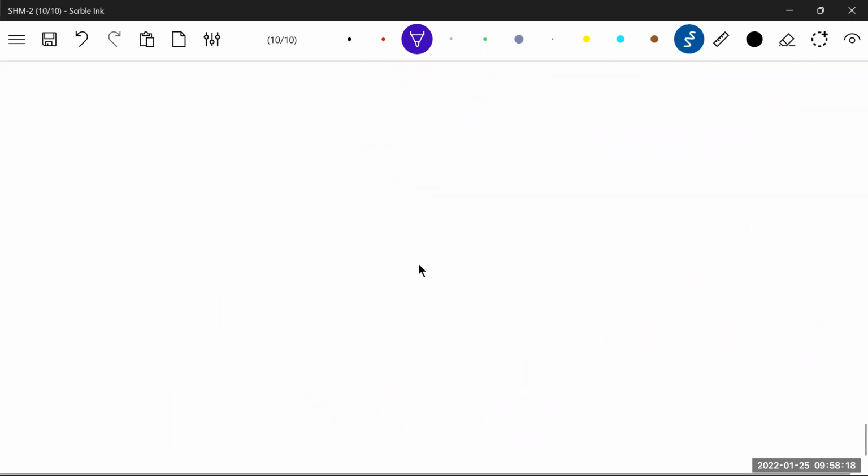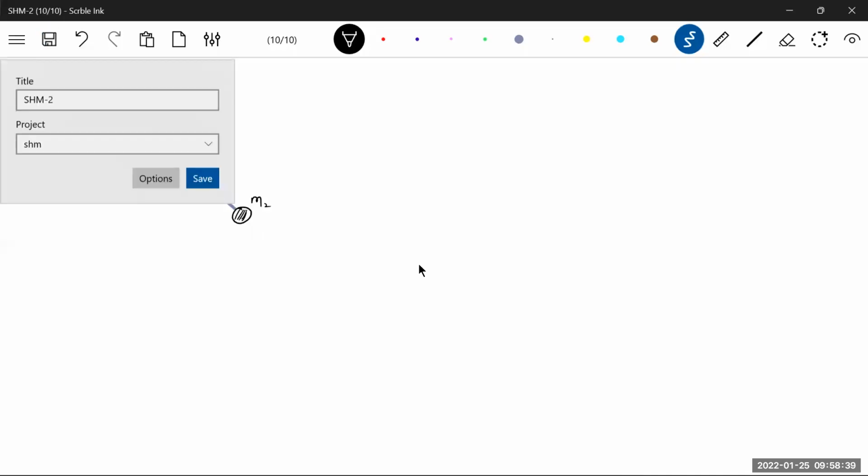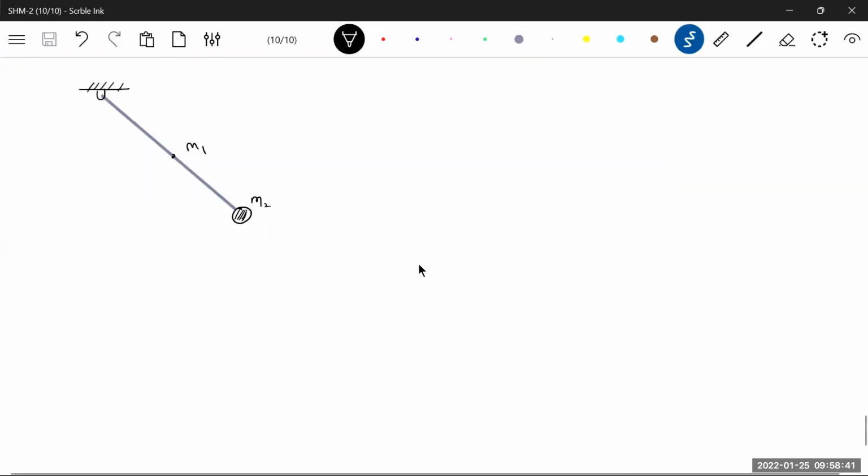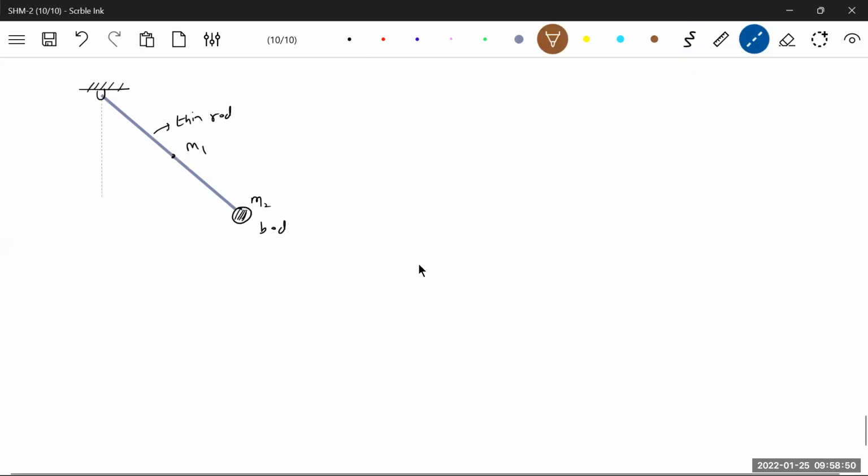Now connecting rigid bodies. If we have a bob and also I'll suspend a bob here. There's a thin rod. What about time period of oscillations? This will be very troublesome, especially for students.